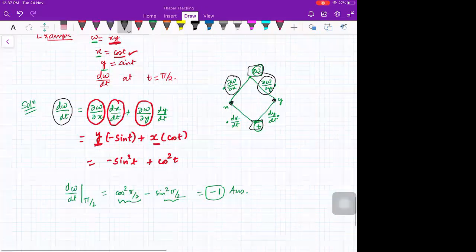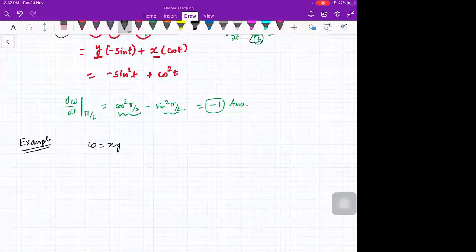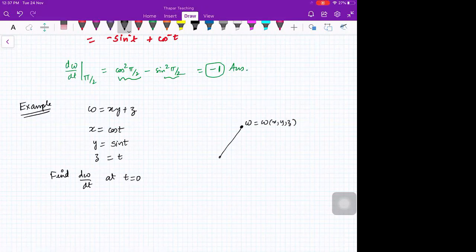So next example. Here, w was a function of x and y only. In the next example, let us see, w is equal to xy plus z. W is a function of x, y and z. X is your cos t, y is your sin t, and z is your t. So find dw by dt at t equal to 0. So you see what is the situation. You have w, which is a function of x, y and z. So you have x, y and z. And further, x is a function of t, y is a function of t, and z is a function of t. Got it? So you have to compute dw by dt.